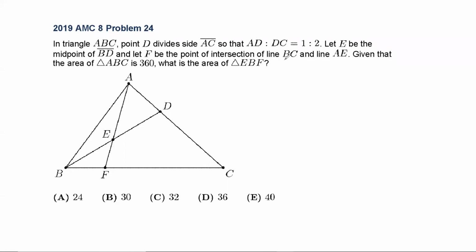So basically, they're saying that AD to DC is 1 to 2. So that means the length of DC is double the length of AD. So for example, if AD has length x, then DC has length 2x. And E is the midpoint of BD, which means these two lengths are equal. And F is the intersection of BC and line AE. And we're told that the area of the entire figure is 360. And they're asking for the area of EBF, which is this triangle.